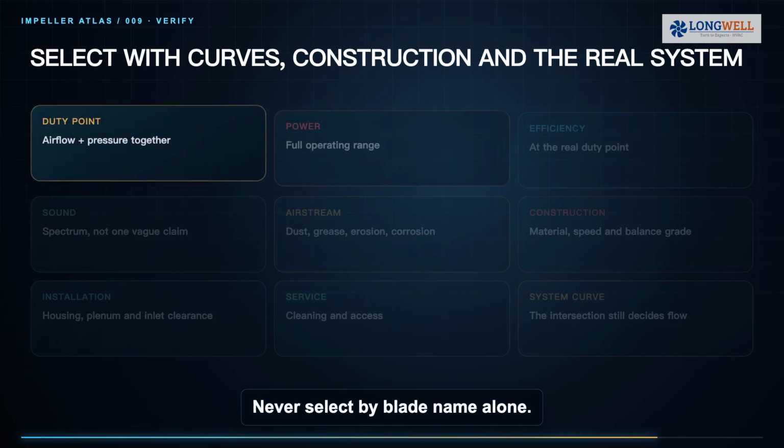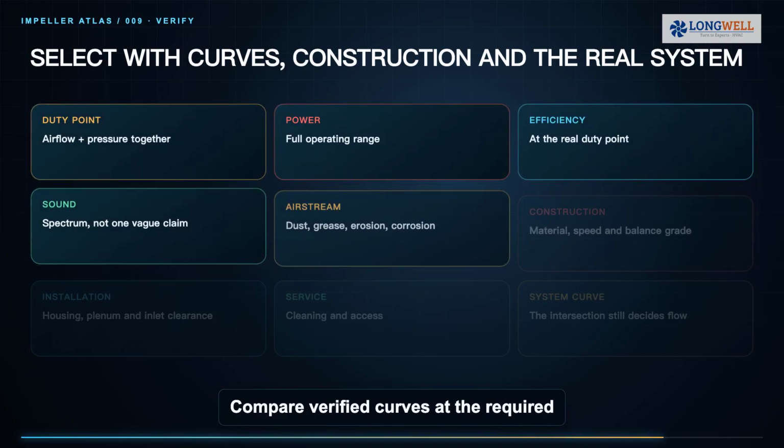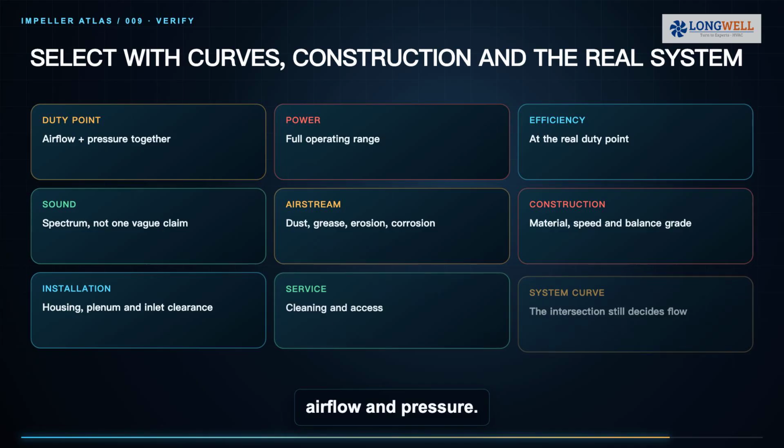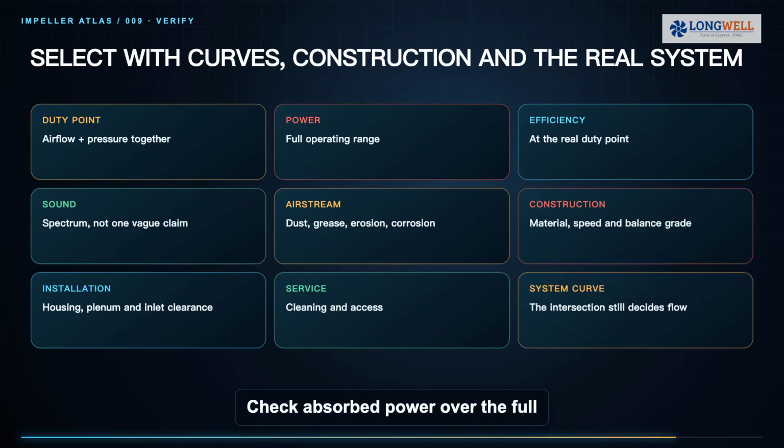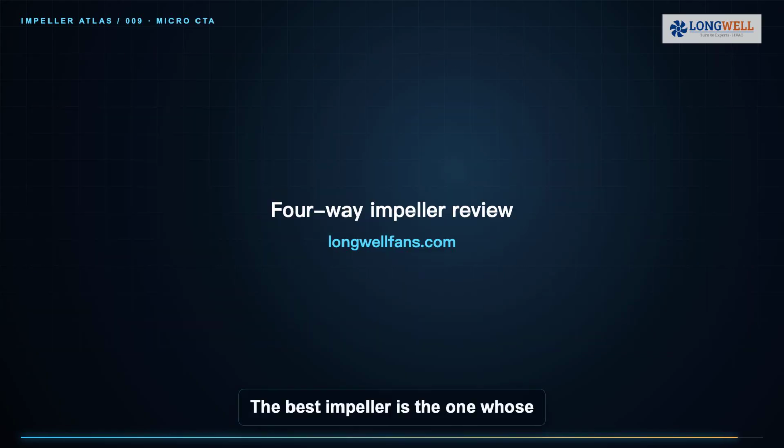Never select by blade name alone. Compare verified curves at the required airflow and pressure. Check absorbed power over the full operating range, efficiency, sound spectrum, speed, material, temperature, corrosion, dust or grease loading, erosion, balance grade, housing or plenum geometry, inlet clearance, maintenance access, and available space. A different blade changes the fan curve, so it also changes the point where the fan meets the system. The best impeller is the one whose tested curve and construction fit the real system.